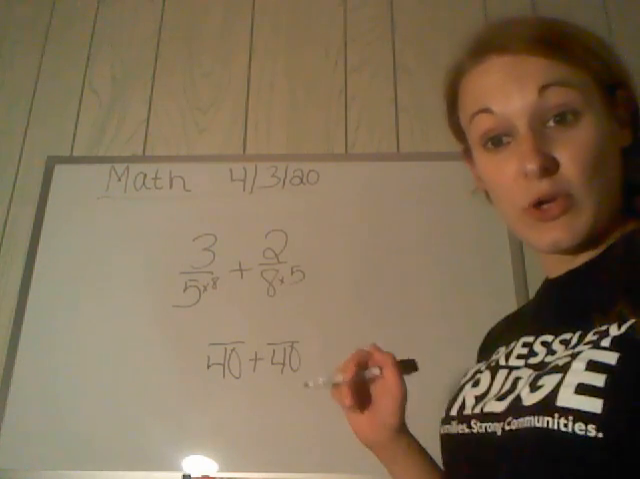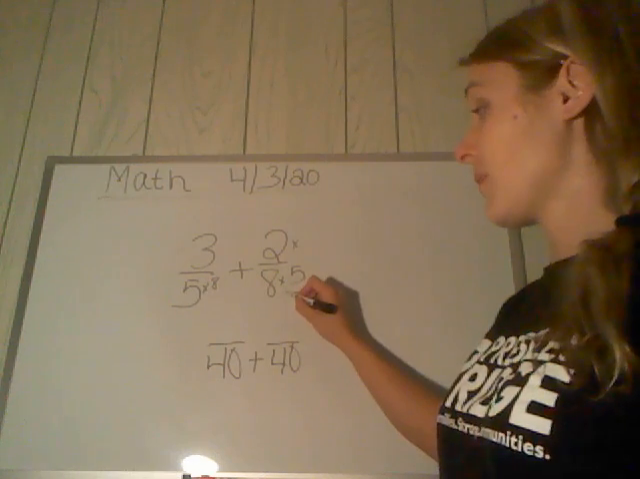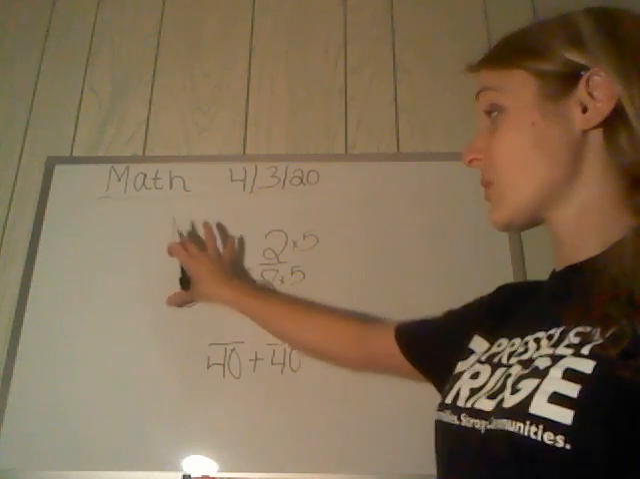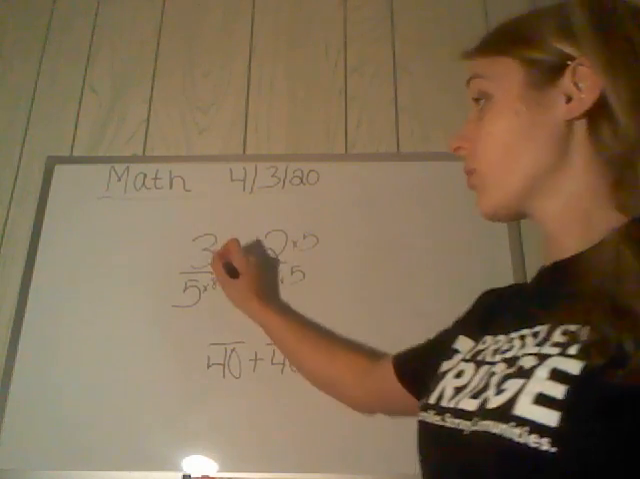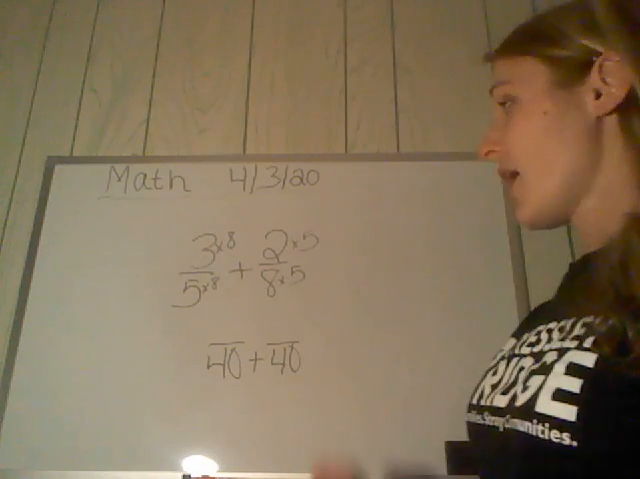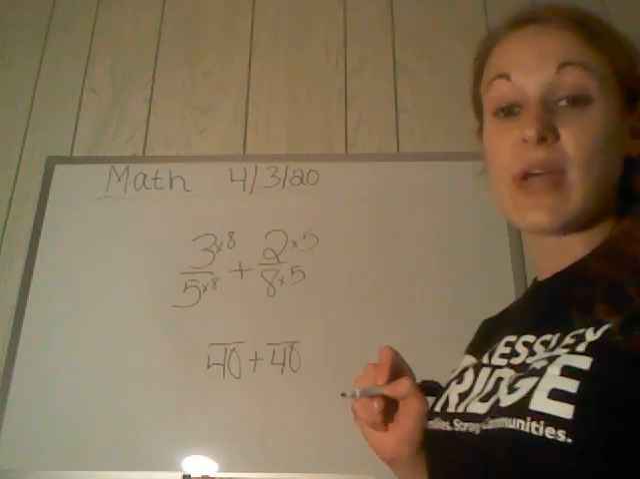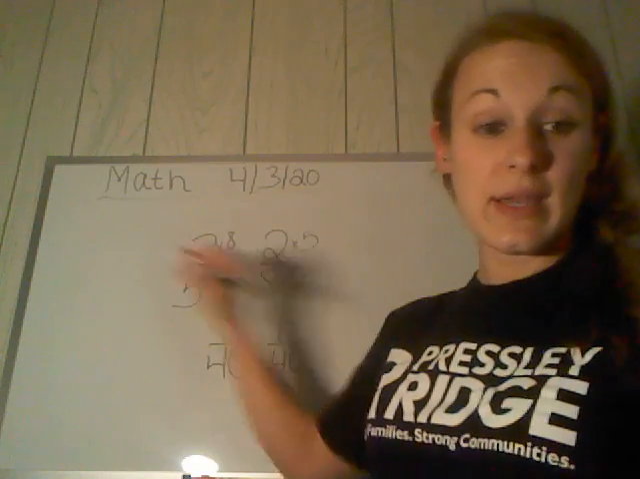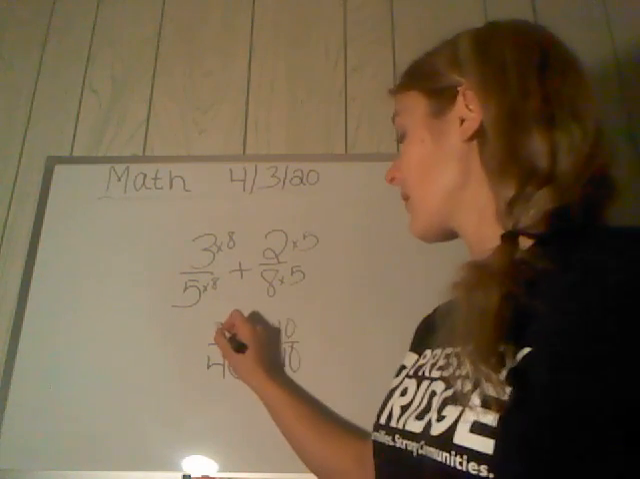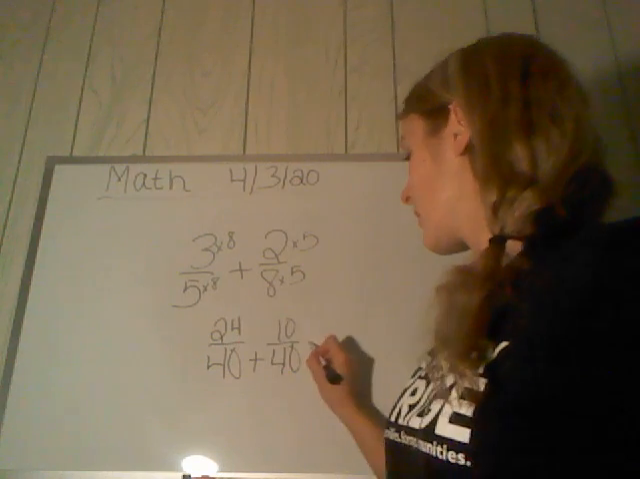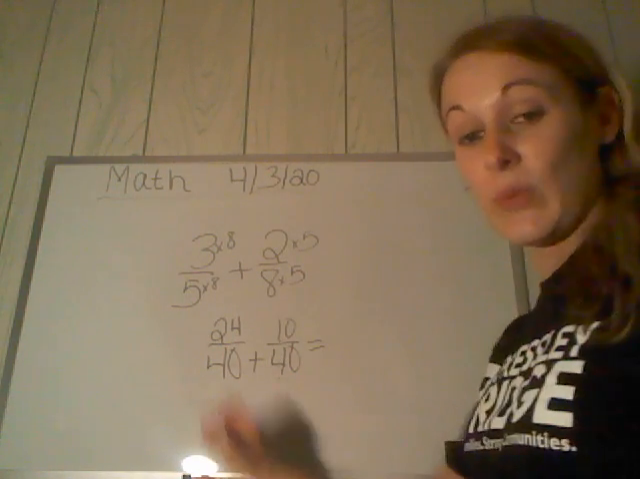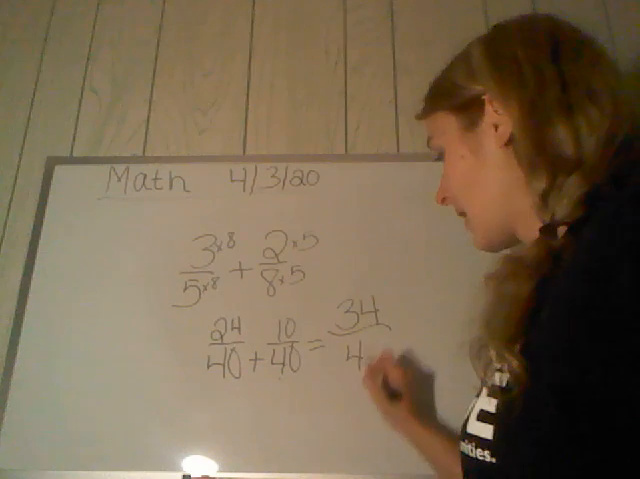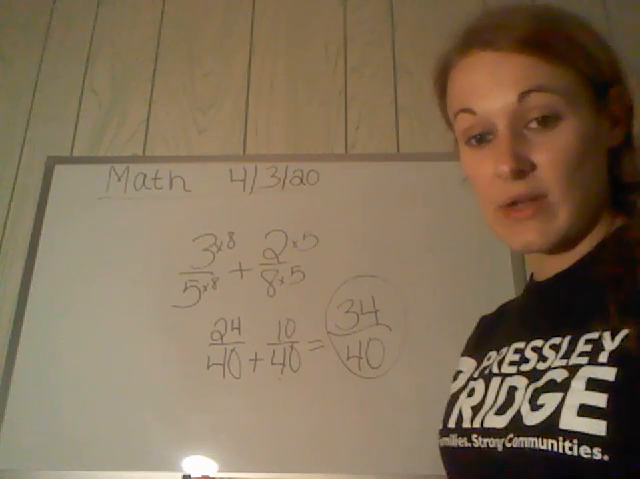Now we need to get the numerators the same. So since we multiplied this fraction by 5, we're going to do the same to the top. Since we multiplied this fraction by 8, we're going to do the same to the numerator. So 2 times 5 is 10. And 3 times 8 is 24. Now that we have the same denominator, we can just add the numerators, which is going to be 34 over 40. That is going to be your answer.